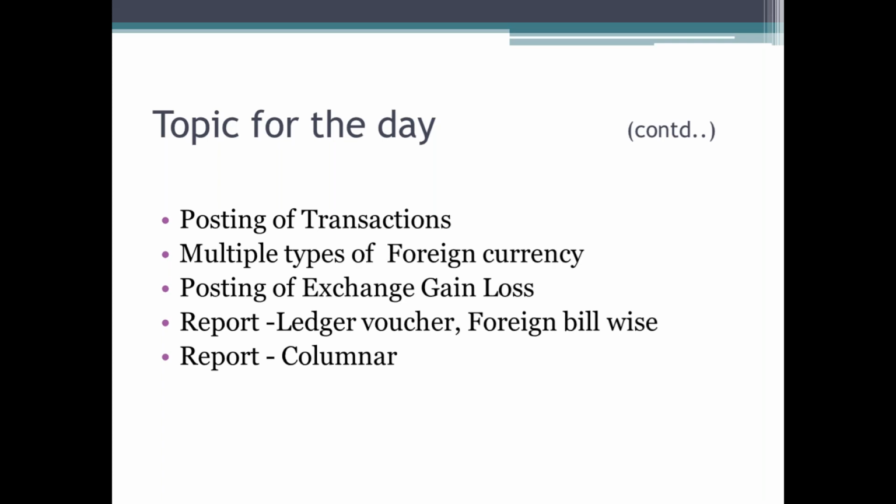And finally, if you are accounting for your branch in Dubai or your branch in Singapore, how would you convert that back into Indian rupees? And how would you look at both the companies, that is your Indian rupee company and your foreign currency company, that is your Dirham Dubai company? So how would you see both of them together? These are the topics that we are going to cover in the next few minutes.